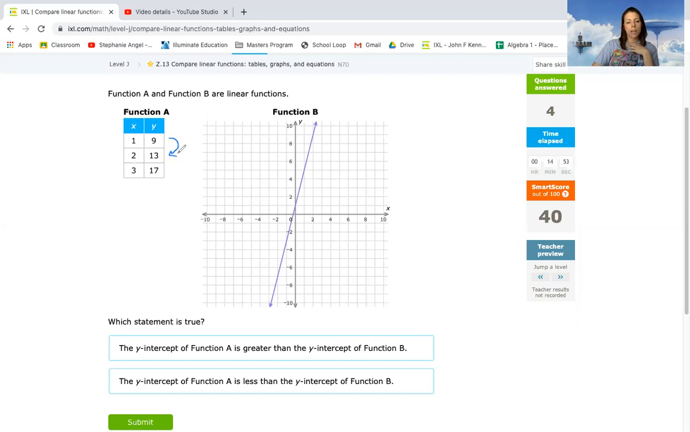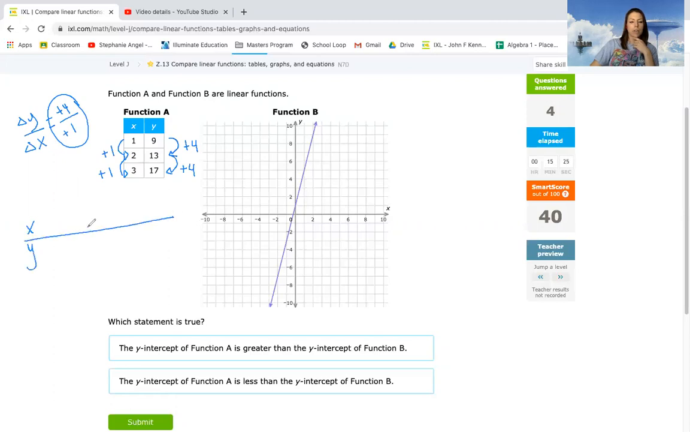So how do I get from 9 to 13? That's a change of positive 4. How do I get from 1 to 2? That's a change of positive 1. So in this case, my rate of change, change in y over change in x, is positive 4 for every positive 1. And how do I get from 13 to 17? That's also a change of positive 4. And how do I get from 2 to 3? That's also a change of positive 1. So here's my rate of change. Every time x increases by 1, y increases by 4. So I like to look at things horizontally.